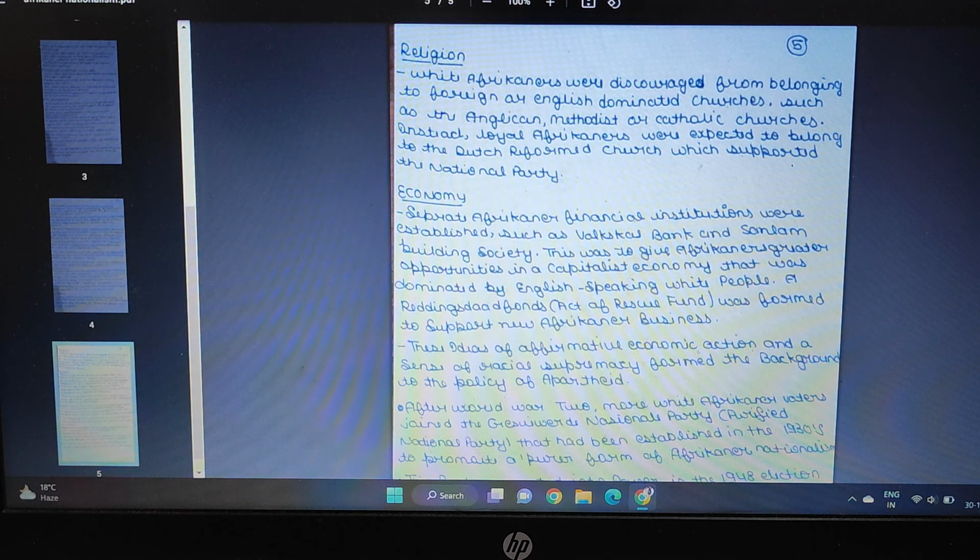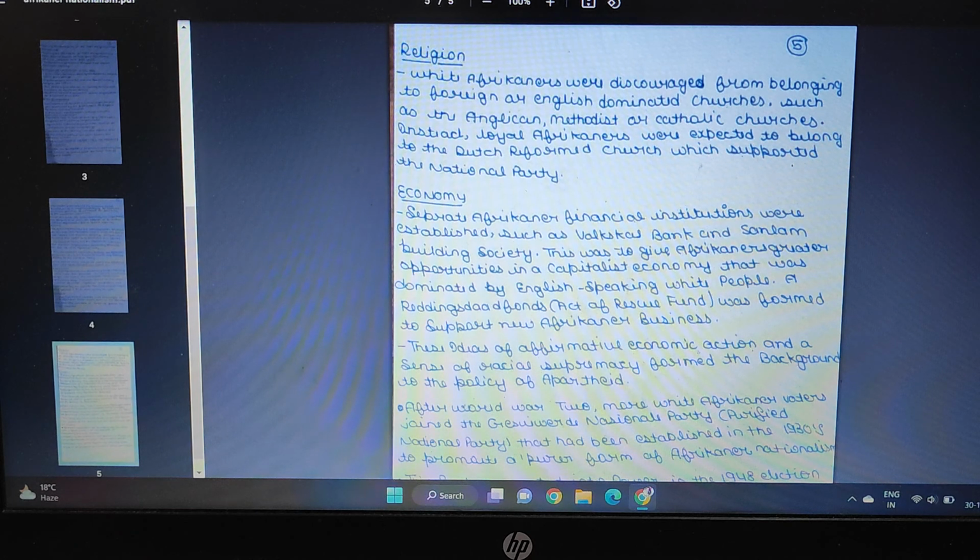After World War II, more white Afrikaner voters joined the Purified National Party that had been established in the 1930s to promote a purer form of Afrikaner nationalism. This party was voted into power in the 1948 election. The leader of this party and new government was D.F. Malan. Afrikaner nationalism had triumphed.